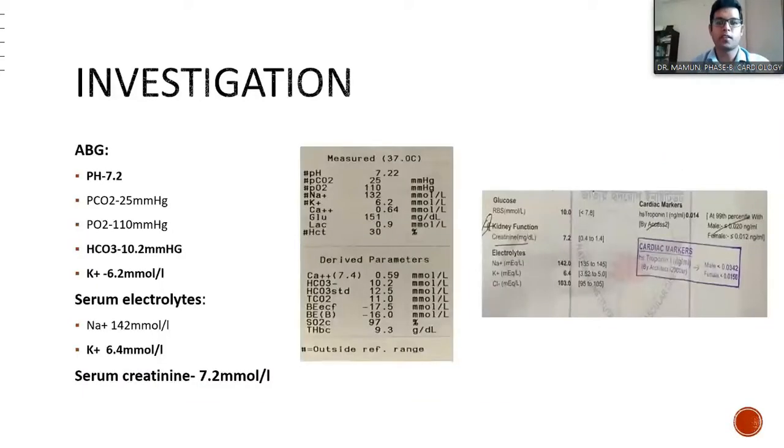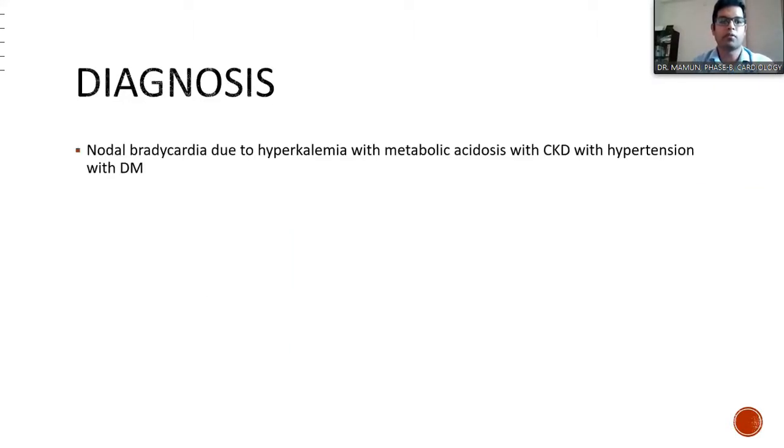Here is the investigation showing ABG done after the second ECG. pH was 7.2, bicarbonate 10, that is metabolic acidosis with hyperkalemia. The patient also has renal impairment, serum creatinine 7.2. So our diagnosis was nodal rhythm due to hyperkalemia with metabolic acidosis with CKD.